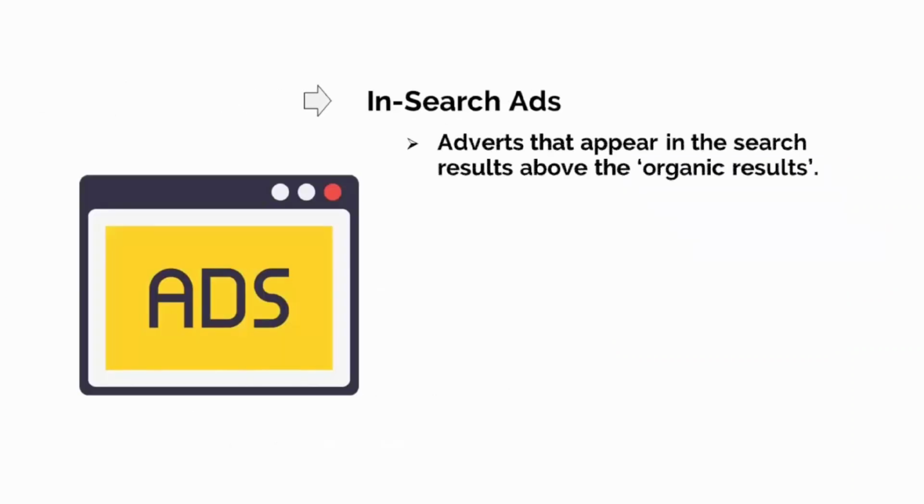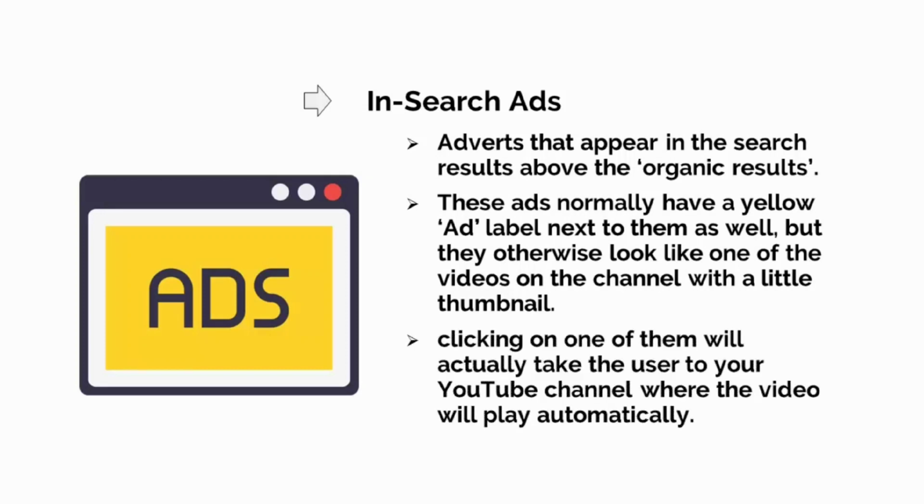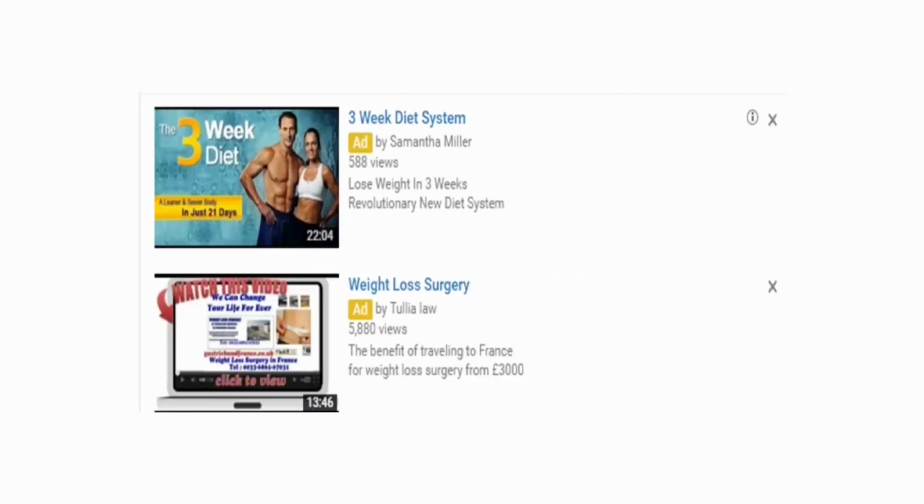In-search ads, meanwhile, are adverts that appear in the search results above the organic results. These ads normally have a little ad label next to them as well, but otherwise they look like one of the videos on the channel with a little thumbnail. In-search ads behave a little differently from other videos on YouTube and from other adverts. This is because clicking on one of them will actually take the user to your YouTube channel where the video will play automatically. You can't then link this to your landing page, unfortunately, so it's less suitable for making direct sales, but much more suitable for creating a large number of subscribers and helping you to build trust and authority with your brand.